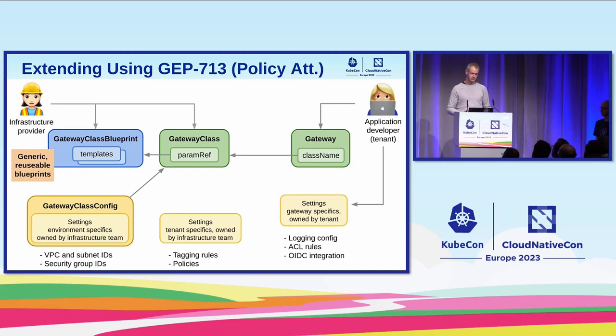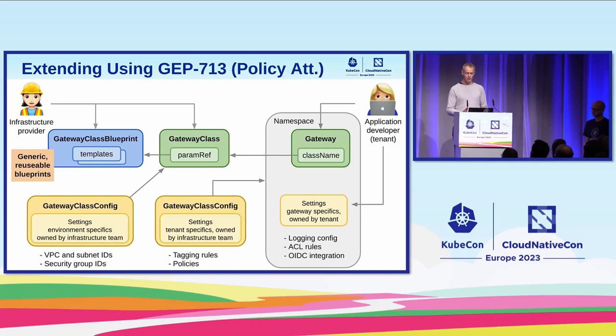And the same way with the tenant-specific configuration here. Now we're not associating it with the gateway class, but we're associating it with the namespace of the tenant. So this becomes the default of that when we create resources or gateways for that tenant. Again, this is owned by the infrastructure provider. The tenant cannot change this. It's the infrastructure provider that associates it with the tenant's gateway or namespace when they create the namespace.